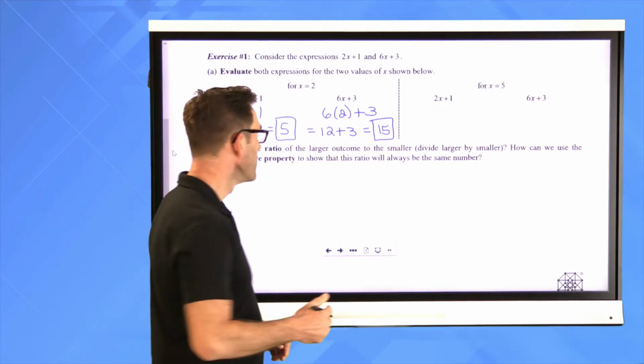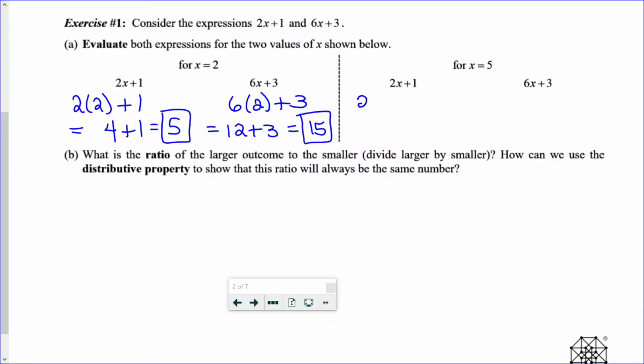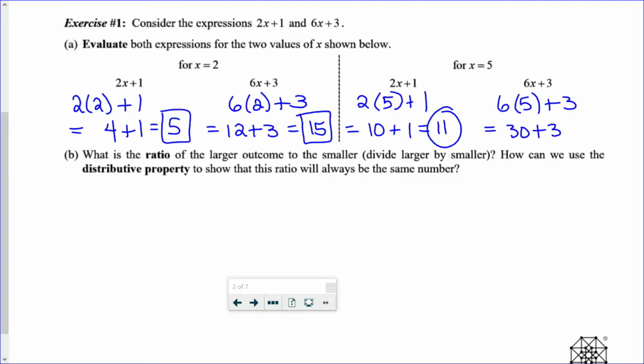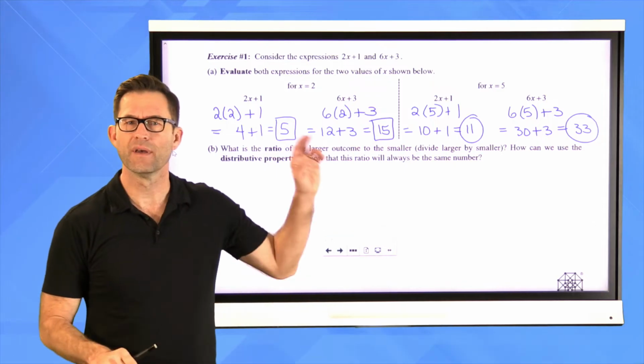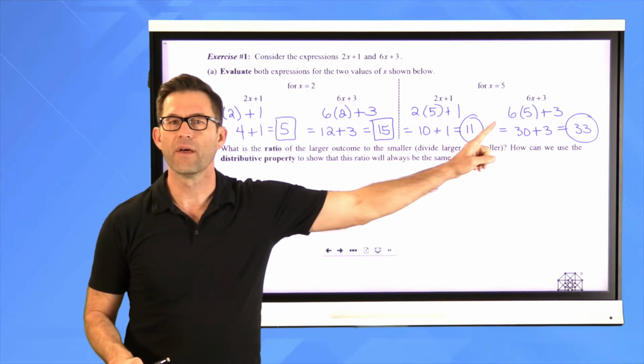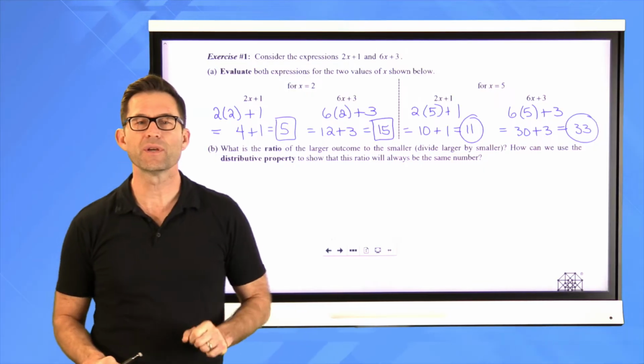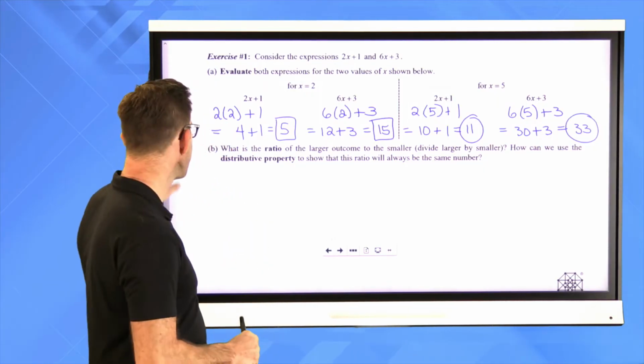All right, let's do it. Here we go, back to the board. For 2x plus 1, I've got 2 times 5. 2 times 5 is 10. 10 plus 1 gives me 11. For 6x plus 3, we've got 6 times 5 plus 3. That's going to be 30 plus 3, and that's going to be 33. Again, obviously not equivalent expressions: 5, 15, 11, 33. But there is a relationship between the two expressions, and let's take a look at letter B to think about it a little bit.